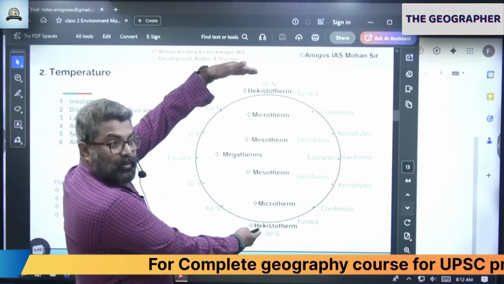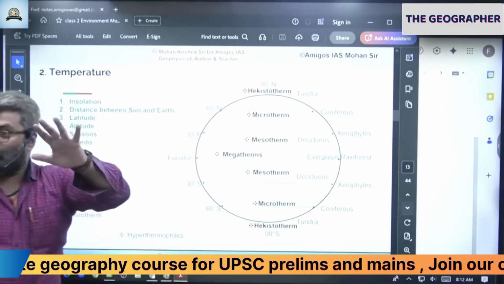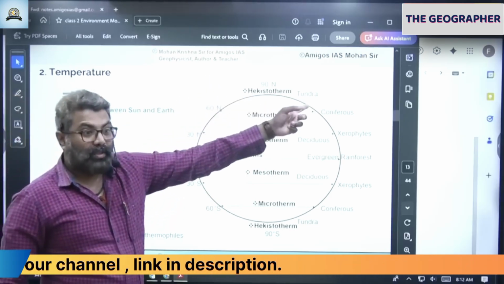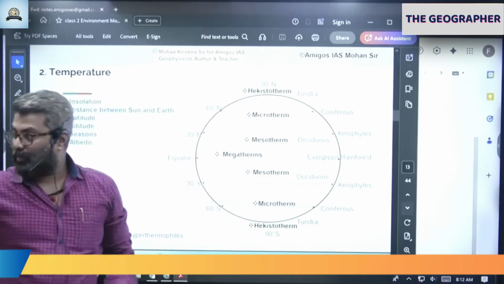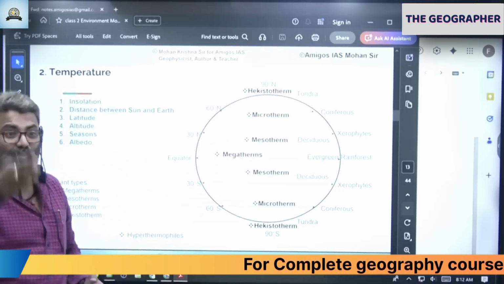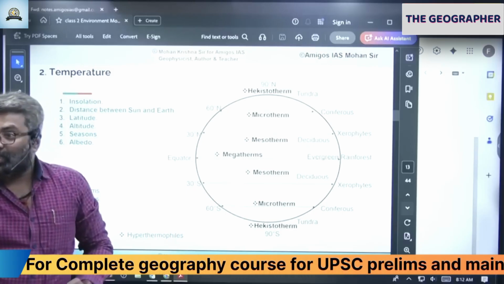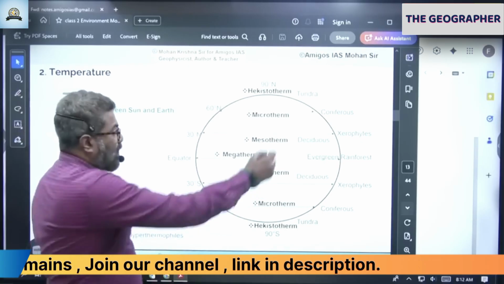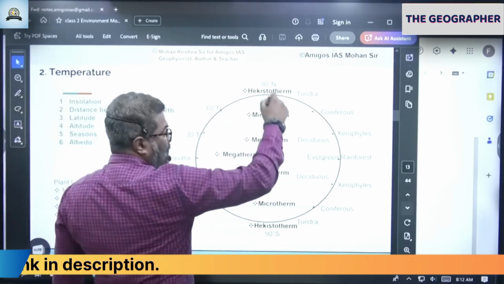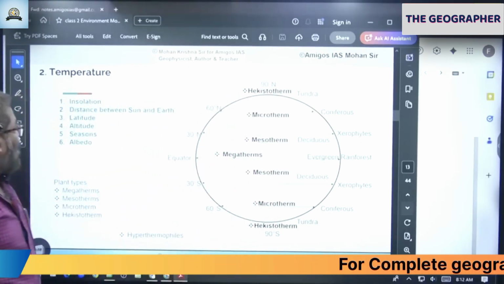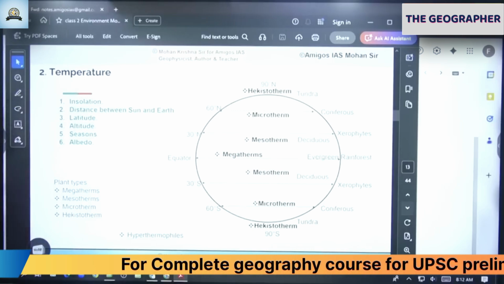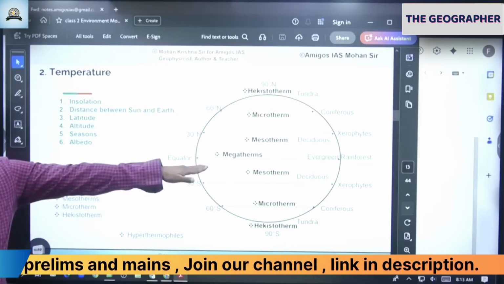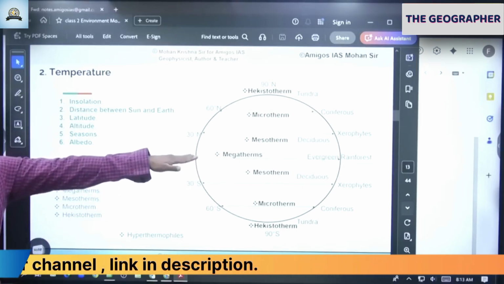Further, as you go towards polar, very cold, extremely cold conditions, some animals survive that. Echistotherms. See the word. Echistotherms are those plants and animals which can survive in extremely low temperatures, like mosses and lichens. Okay, write a small diagram, a circle, and write the names quickly. So depending upon the temperature variation also, some species have acclimatized to those changes. These are all kinds of adaptations.